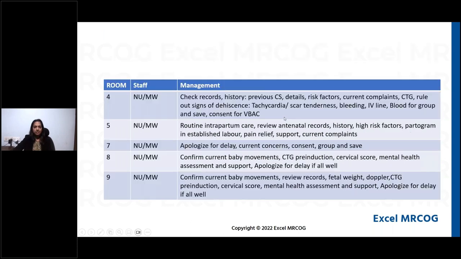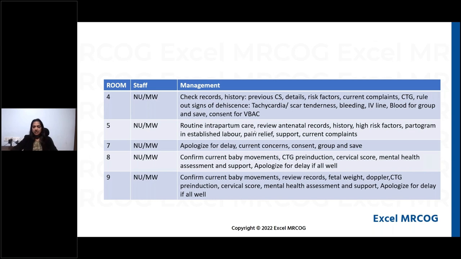Okay. Then there was this particular room who is a VBAC and she's in labor. Here again, you have to ask for the details, any risk factors, currently how is she doing, current complaints, CTG, rule out signs and symptoms of dehiscence, make sure there's IV line, blood available, consent for VBAC. Okay, this again, please practice these things, because these are the typical rooms that you get in the exam. VBAC waiting, then patient waiting for induction, patient waiting for cesarean. These are the non-urgent rooms that you get, typical.